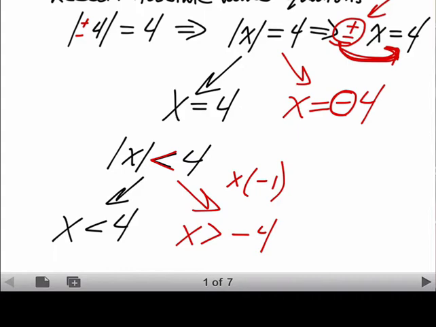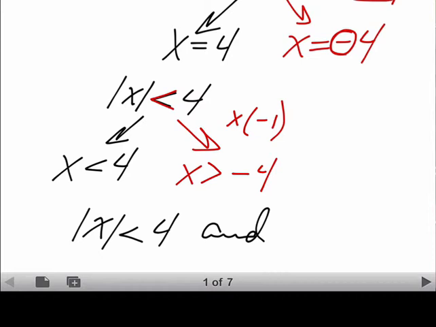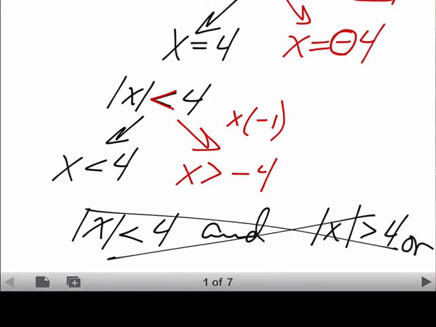Now, some books will get into and versus or discussions at this point. They'll want you to think about if the absolute value is less than some number, then this is going to be and if the absolute value is greater than some number, then this is going to be or, and I like to ignore that discussion entirely. I have another way of thinking about these things.